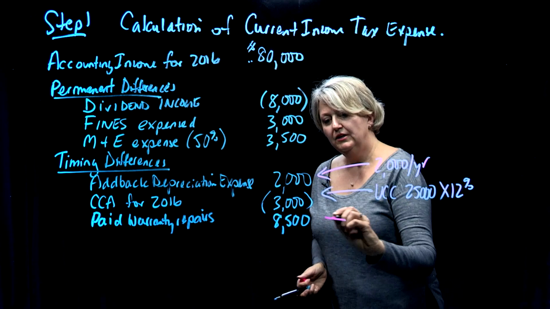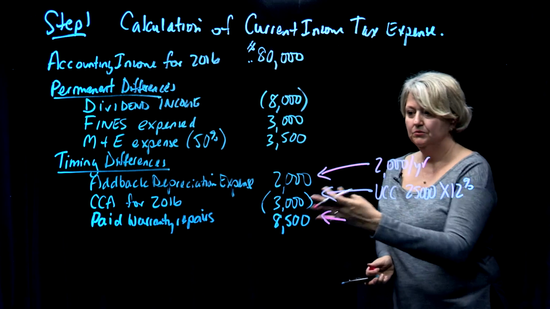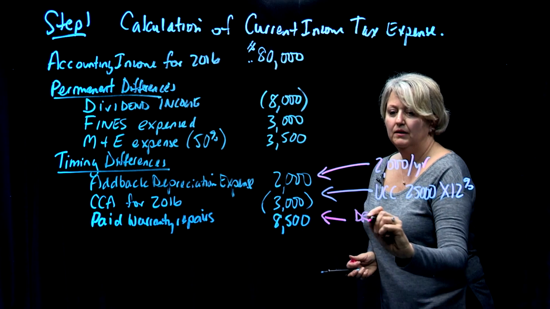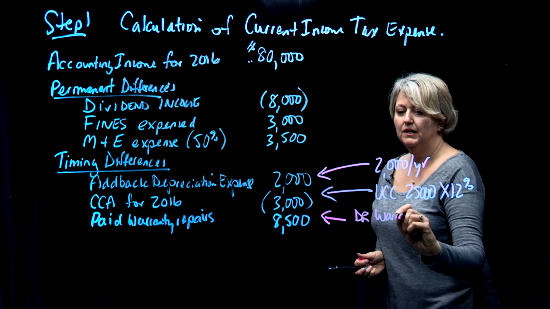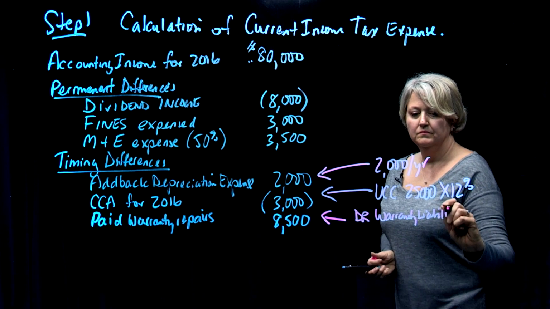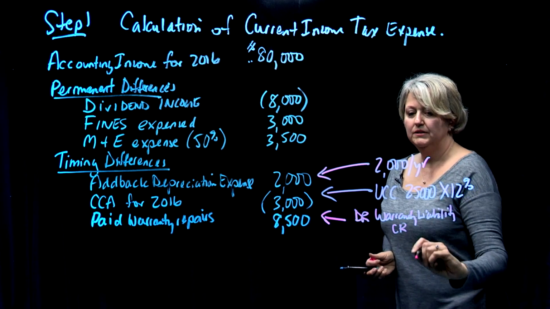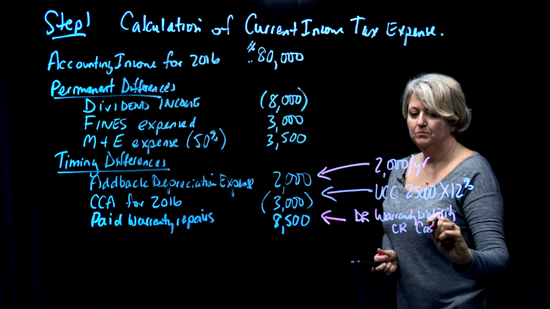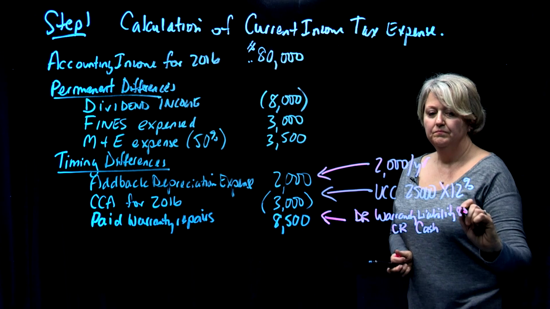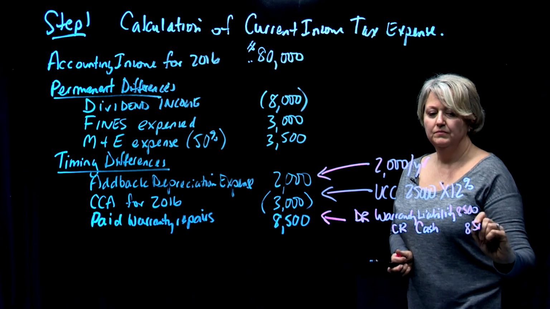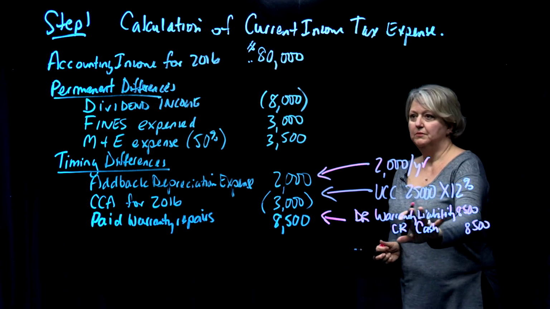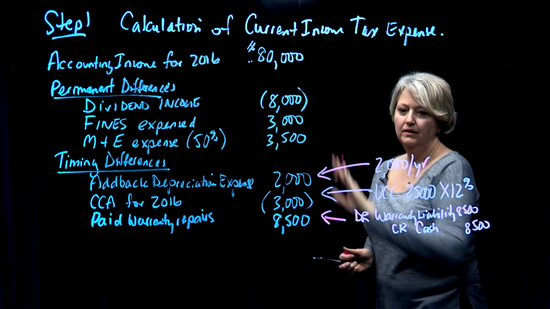So the entry, when we paid for these repairs to these products, would have been a debit to the warranty liability and a credit to cash or accounts payable or whatever inventory that we had. So $8,500. So you can see this entry didn't do anything to our income statement, so it had no effect on our accounting net income.